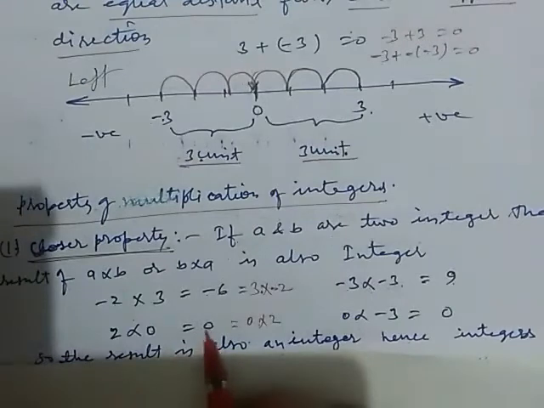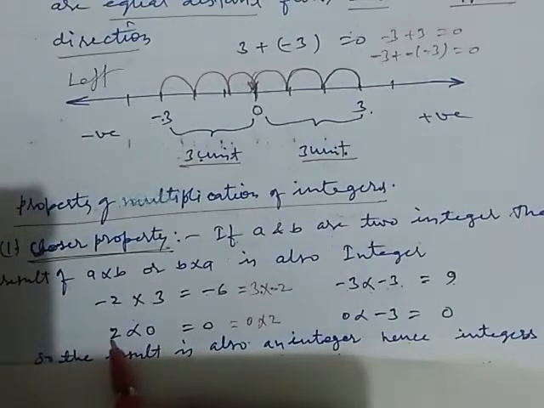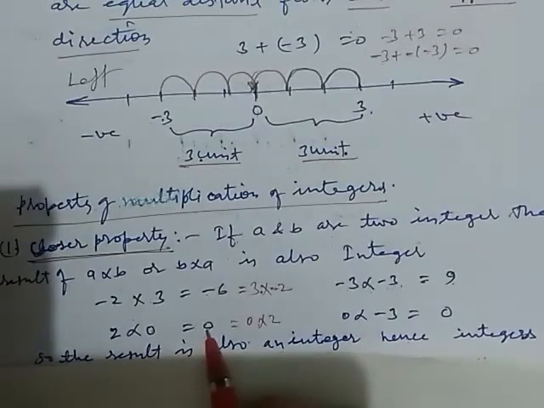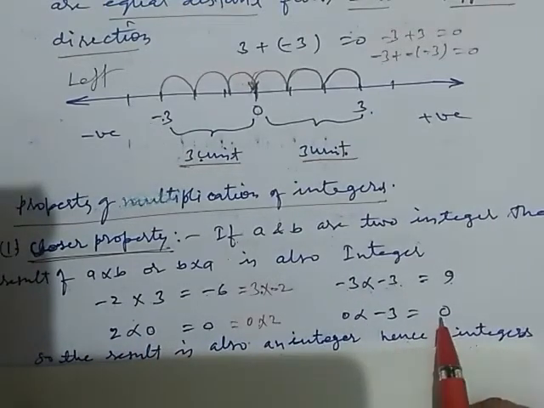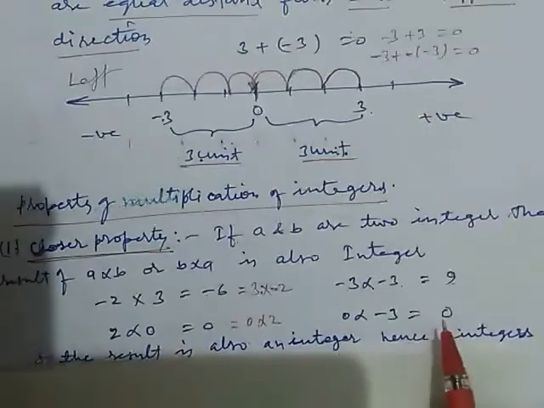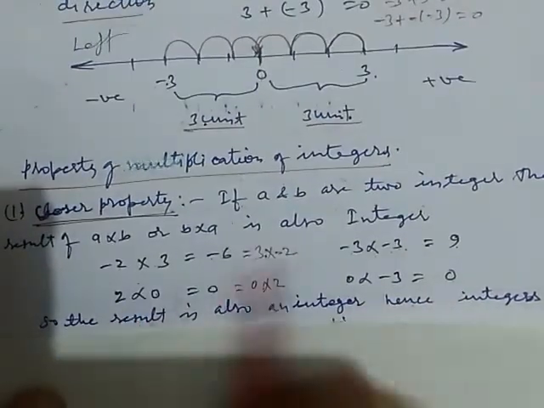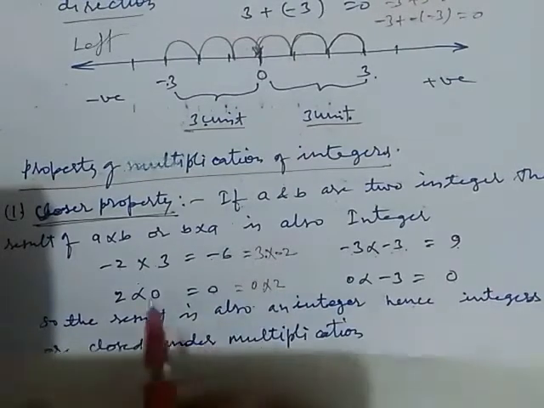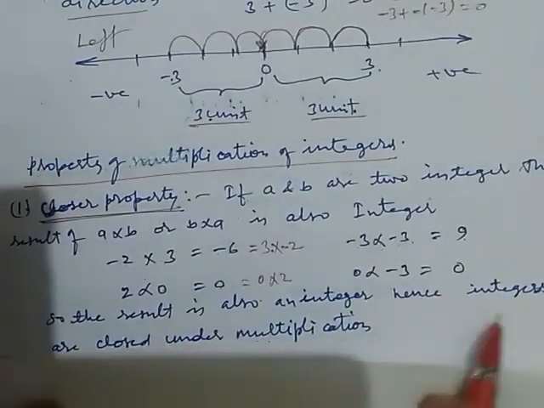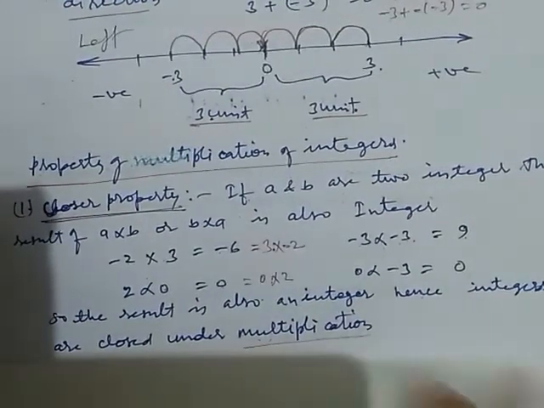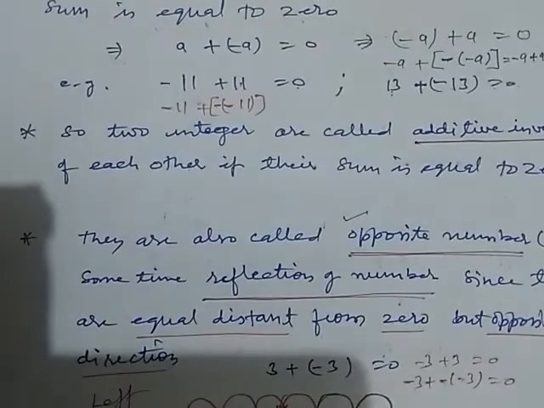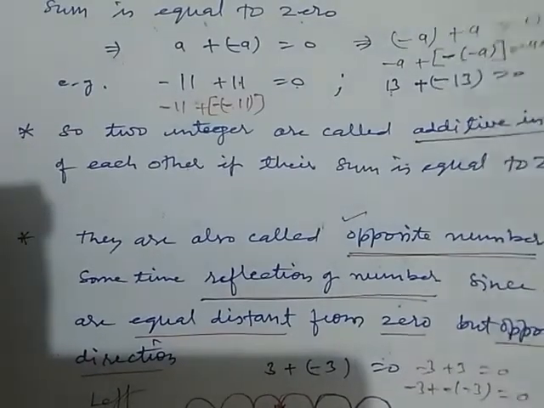So here 0 is also an integer. 2 and 0 are integers and the result 0 is also an integer. That's why we can say integers show closure property for multiplication. Here 0 into minus 3 is also 0 and the result is also an integer. So the result is also an integer. Hence integers are closed under multiplication. Okay, now we learn another thing.